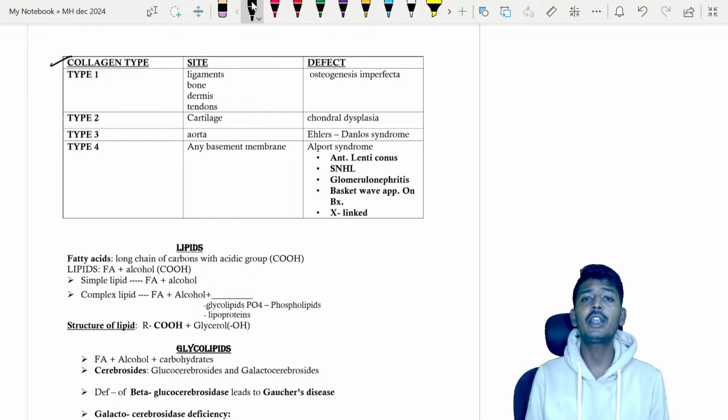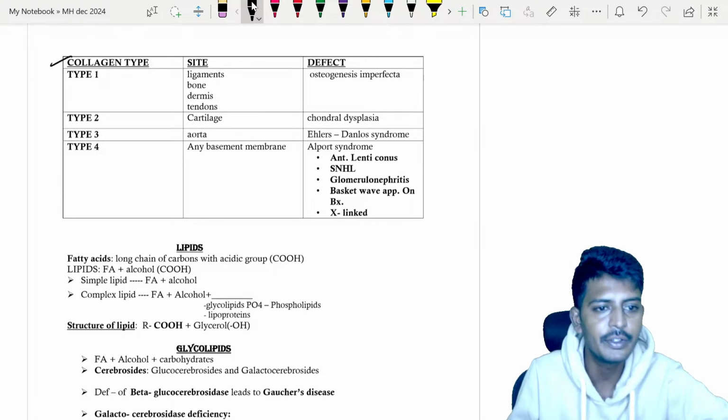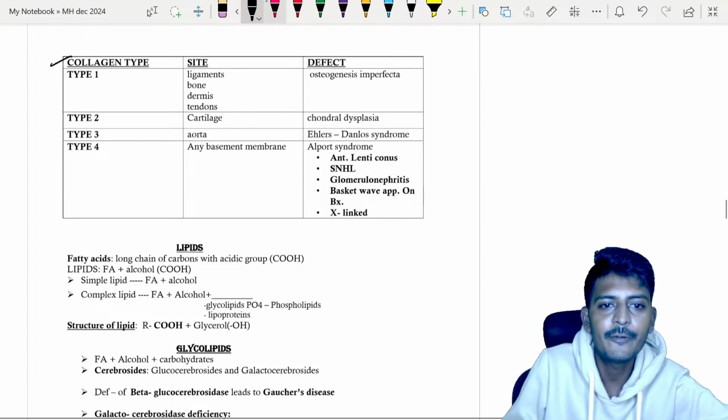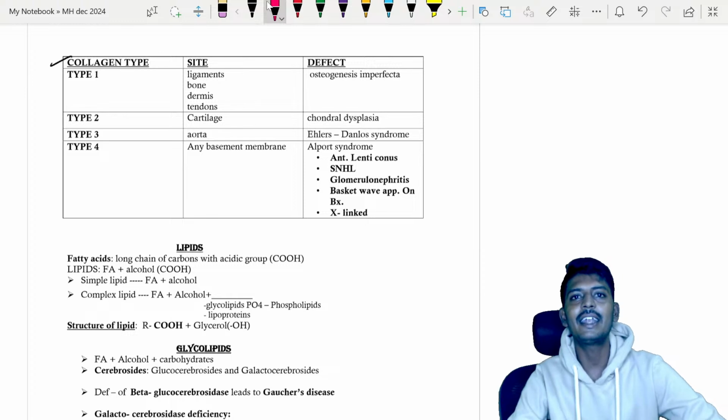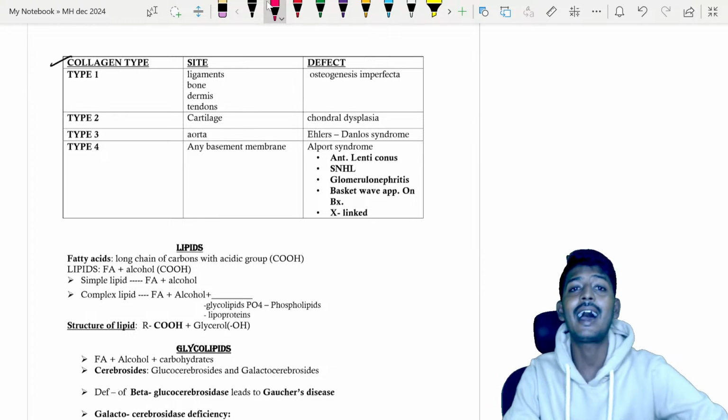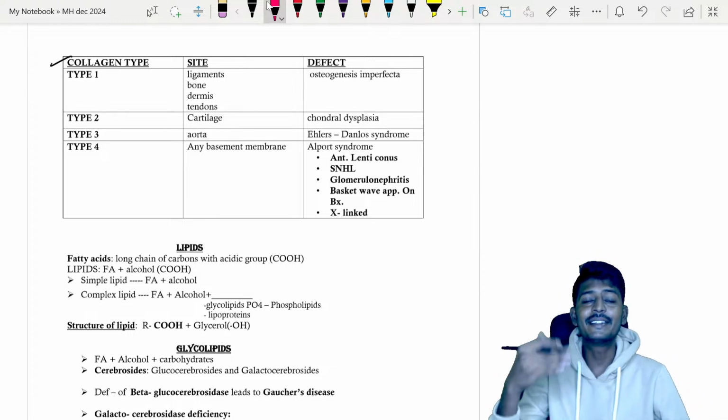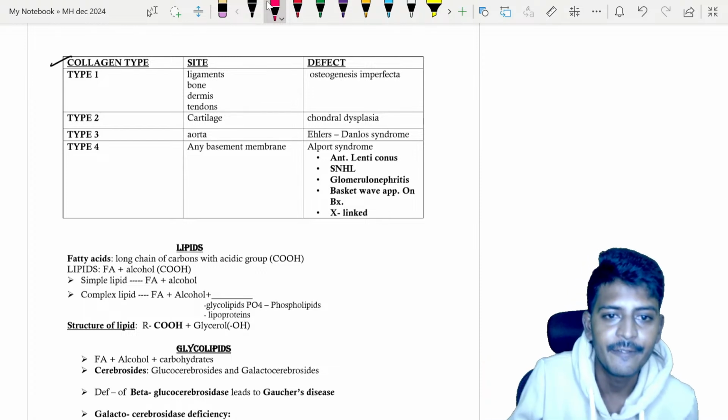So collagen is a protein which has a structural function. The major structural protein of the body is collagen. There are types of collagen. Here I have 4 types of collagen listed, because with collagen, what they'll ask you, my dear student, is the type of disease which will appear as a result of a defect of collagen.